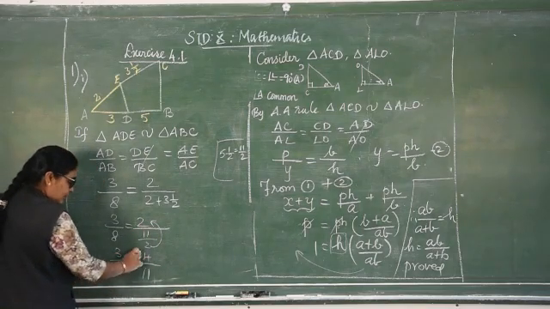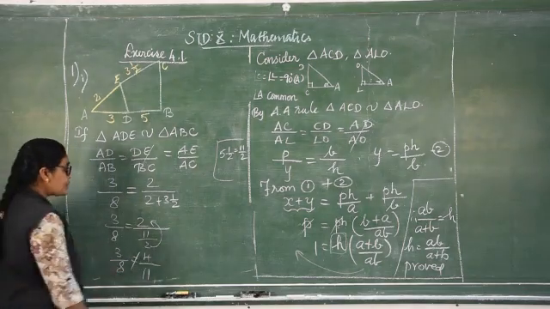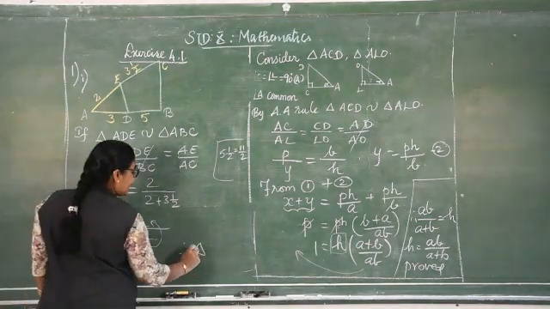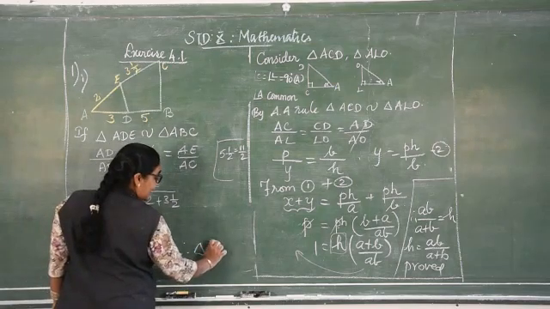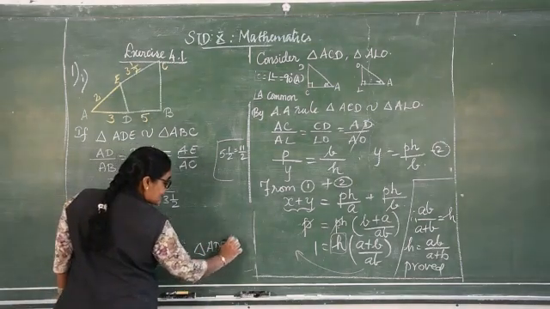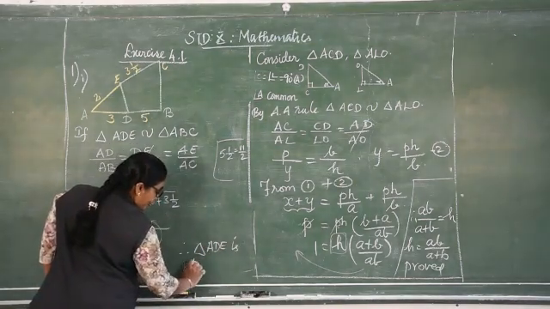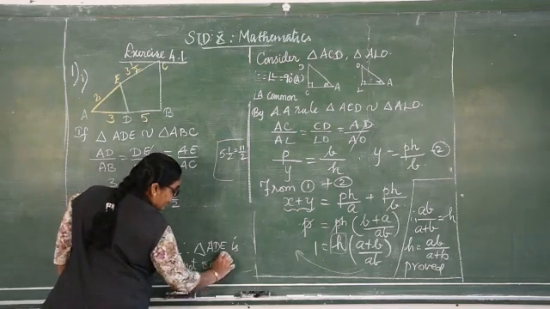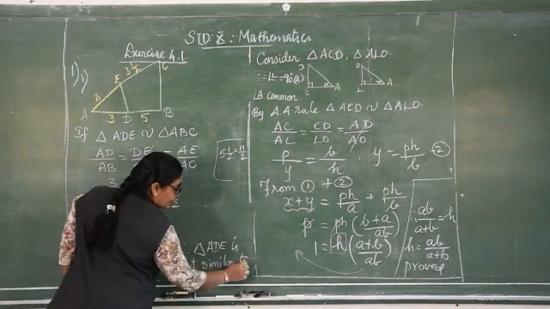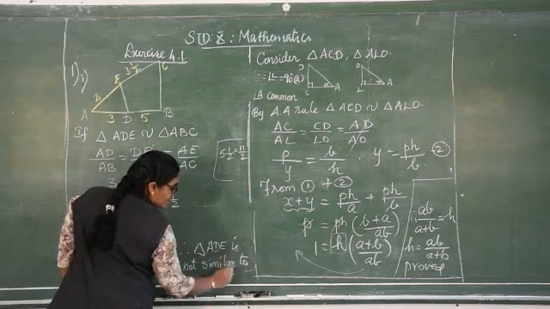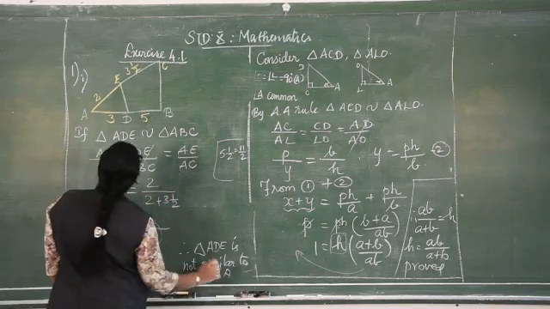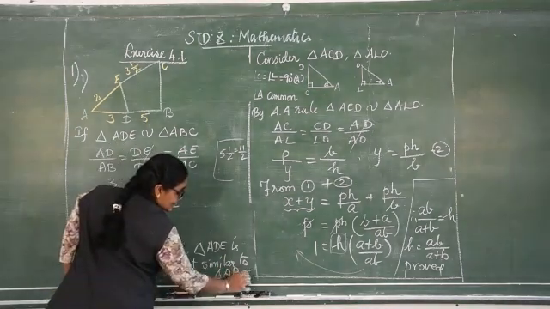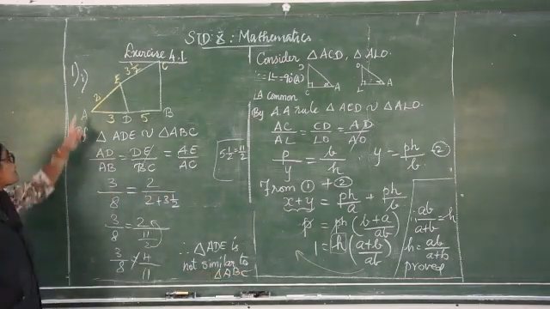Are they equal? No, they are not equal. So therefore triangle AD is not similar to triangle ABC. This is your first subdivision.